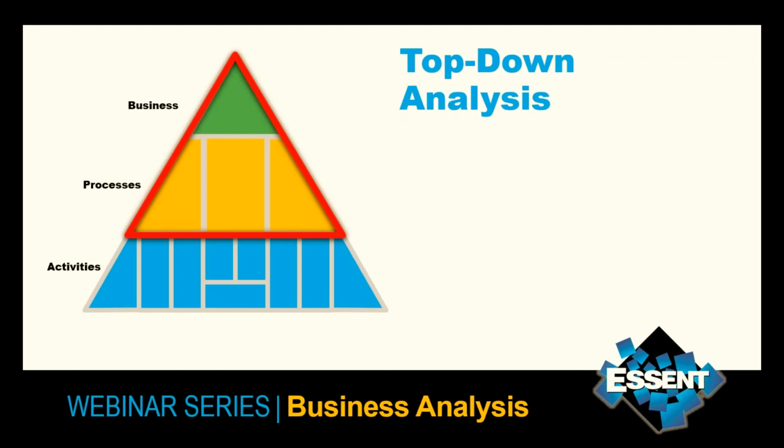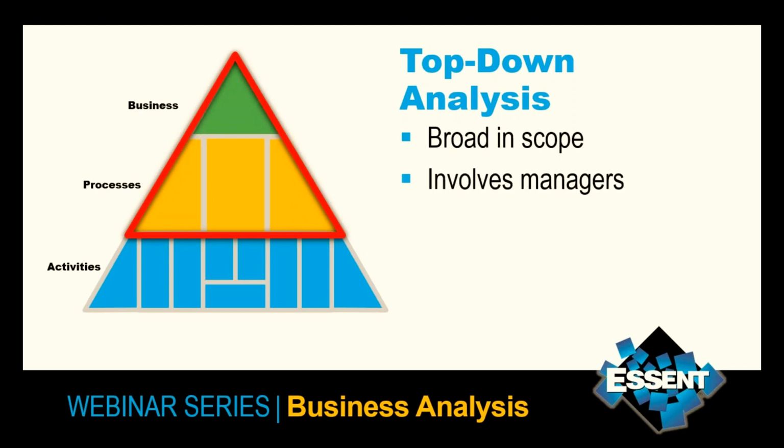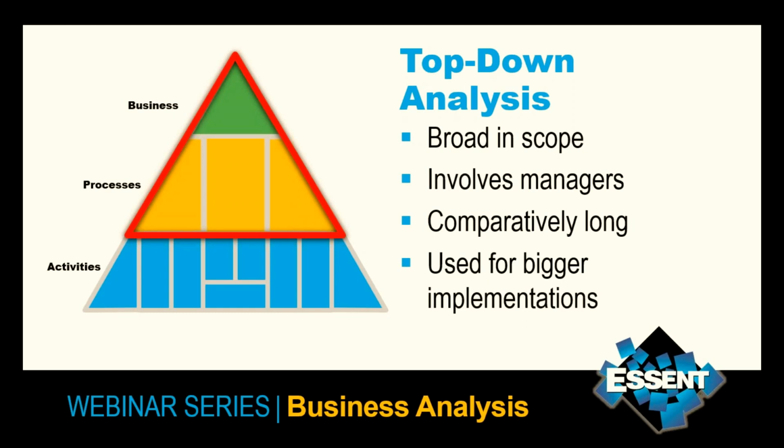And the top-down analysis is generally more involved. It's broad in scope because, well, you're seeking to optimize several processes, not just one. And it usually includes managers and senior managers as opposed to staffers. It's longer than a bottom-up analysis because, again, you're looking at more processes. And typically, it's going to be used for bigger implementations.